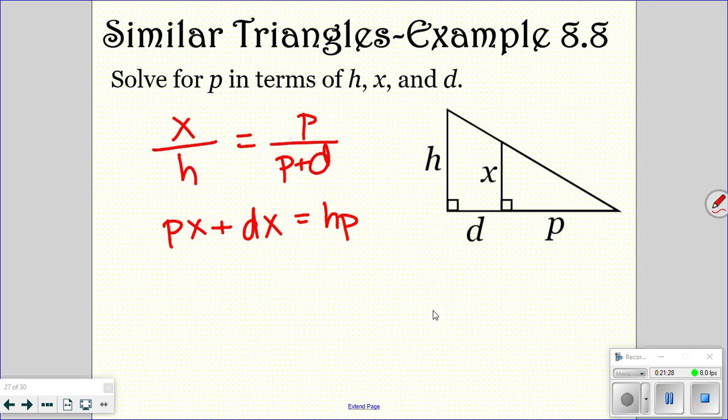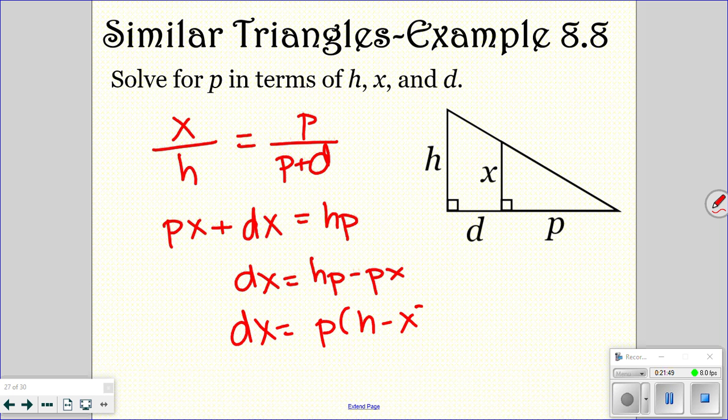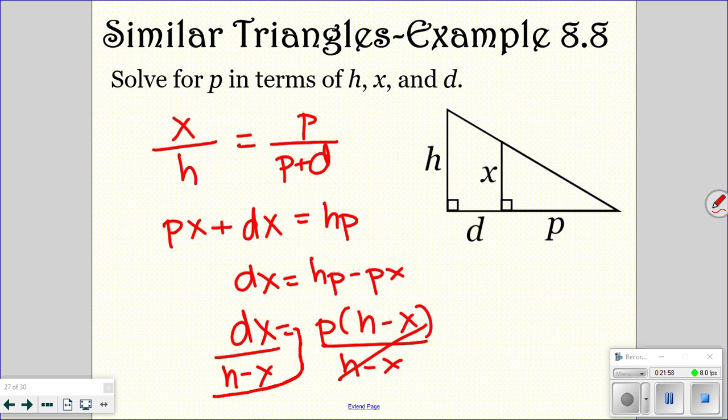So there is the first step if you cross multiply, and then I need to move p to the same side. So I've got this p over here, I'm going to move to the right. And then I'm going to factor out the p. And then divide by h minus x. And so there is your p value. Very similar to a problem that we did at the very beginning of the year in terms of algebra.